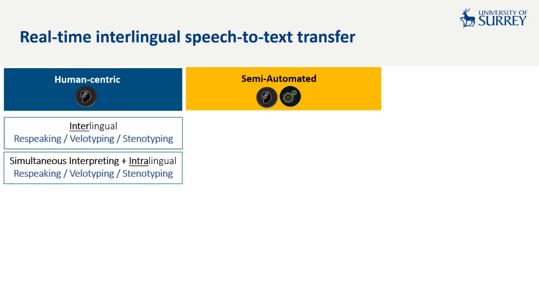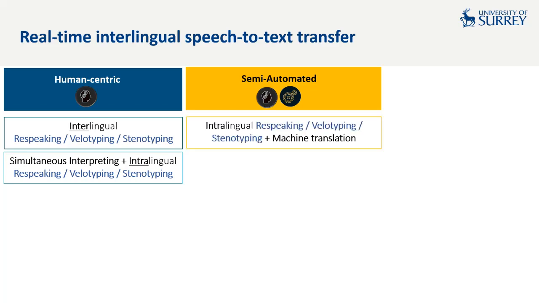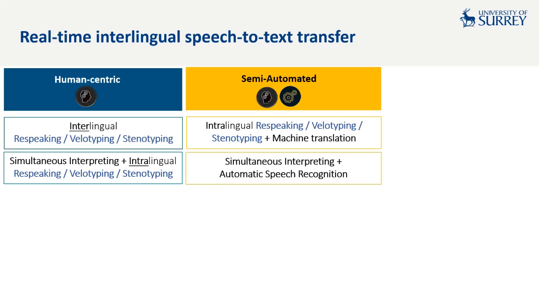As we move towards the center of the continuum, we find semi-automated workflows which contain elements that are human-centric and elements which are fully machine-determined. Each of the intralingual methods seen before might be combined with machine translation, and this raises the question of how human input can be shaped to support more machine-readable texts and in what context this is suitable.